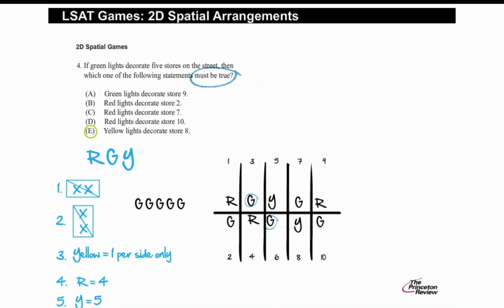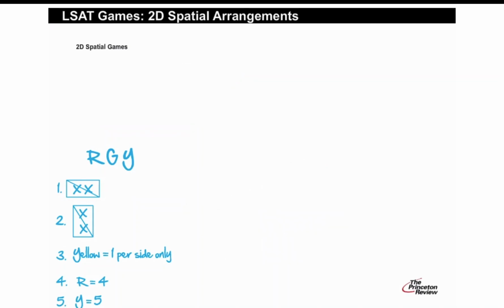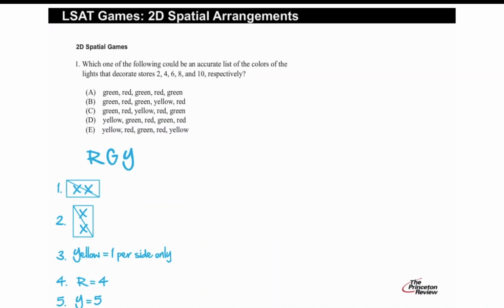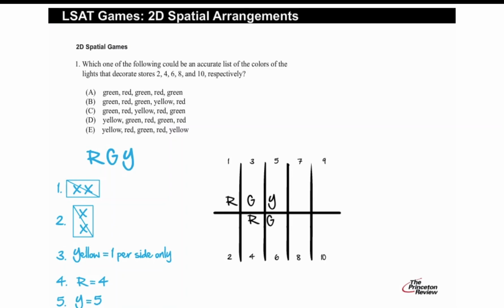That's it for the specific question, so it's time for the general questions, starting with question 1. Which one of the following could be an accurate list of the colors of the lights that decorate stores 2, 4, 6, 8, and 10 respectively? First, use your clues and deductions to eliminate any choices that you can. Also, if any of the answers matches an arrangement in your previous work, that would be a correct choice, since it could be true. Choice A breaks rule 3, since it includes no yellow.